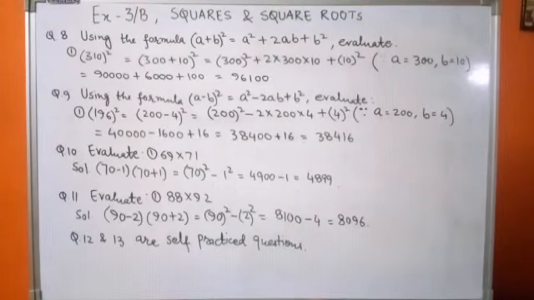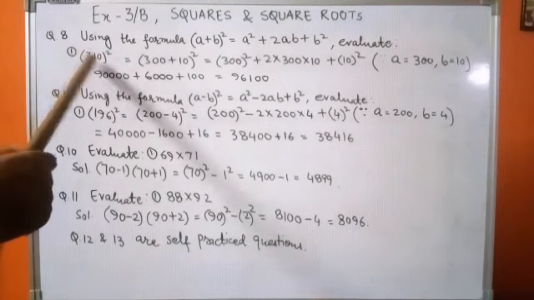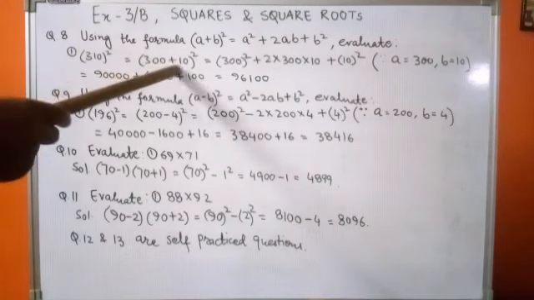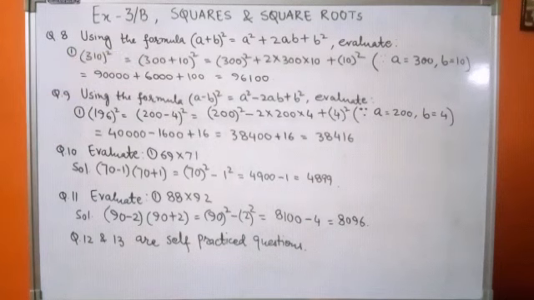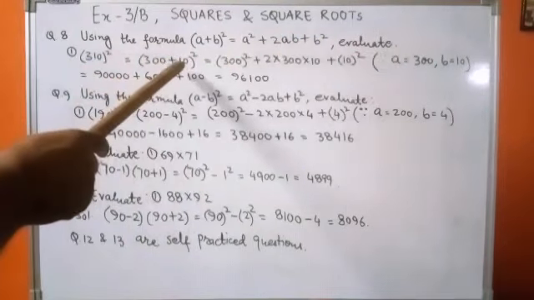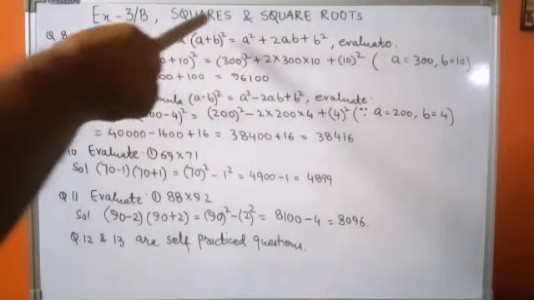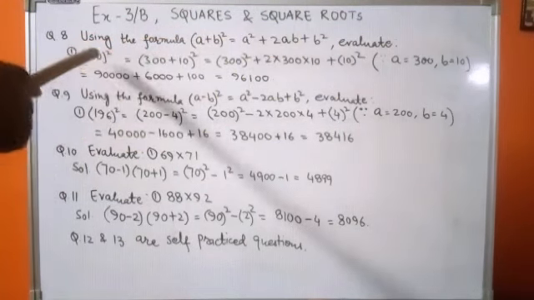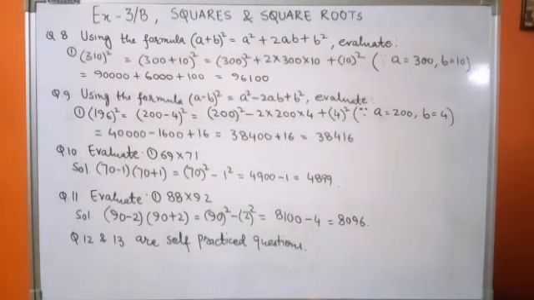Question number 8. By using the formula a plus b whole square, we have to find out the value of 310 square. First of all, we have to change it in a plus b form. That is, 310 can be written as 300 plus 10, where its value is not changed. So 300 represents a and 10 represents b. So after putting the values of a and b into this formula, we get the value of 310 whole square, that is 96,100.